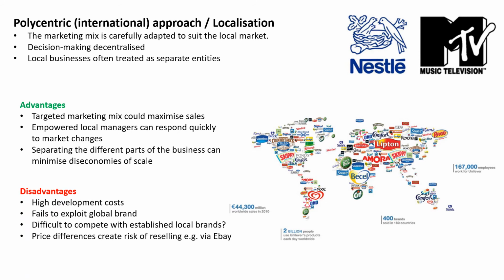On the flip side, we perhaps have high development costs. You have to develop a different product for each particular market. It fails to exploit any benefits of having a global brand name. It might be difficult to compete with established local brands. And price differences can create the risk of reselling from one market into another via eBay. If we're offering something very cheaply in one market, people might then sell it into another market where we're trying to use a more premium price.